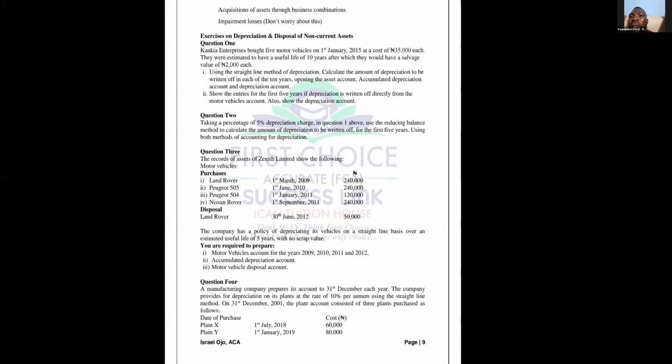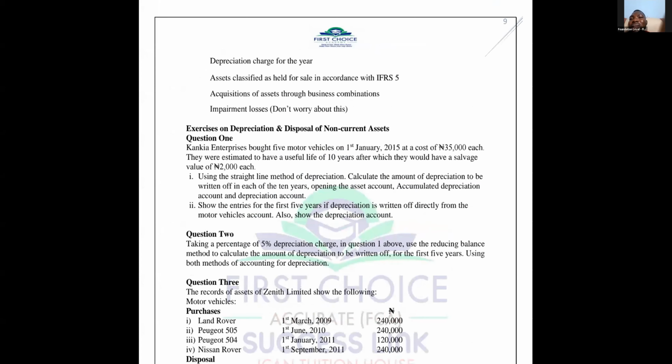Then we also have asset classification as held for sale in accordance with IFRS 5. IFRS 5 is about an asset held for sale. It means this is not an asset that you are going to use for your production again. It's an asset that has been classified and set aside for sale, due to a decision from management. Management has to show commitment before you can recognize it under IFRS 5. You are not expected to know that, so please for now just let go of IFRS 5.